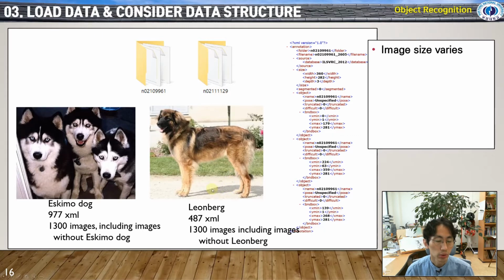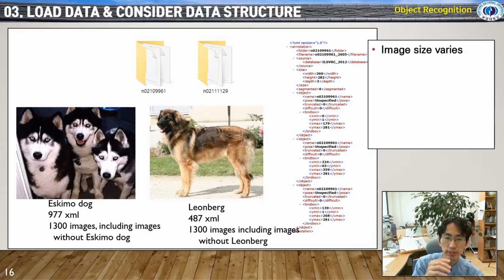So one thing you have to know about this is there are some images without these dogs in this folder. So many of these images in this folder have Eskimo dog inside, but some images do not have Eskimo dog in them, because in that case we have to say that there is no target object. You understand?